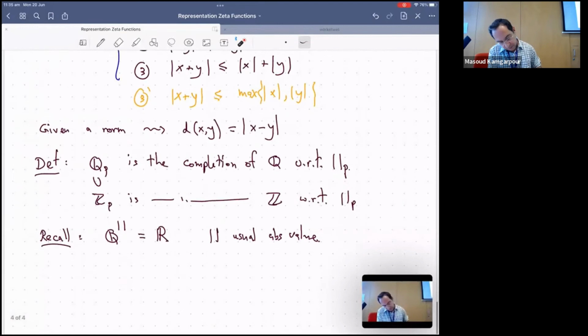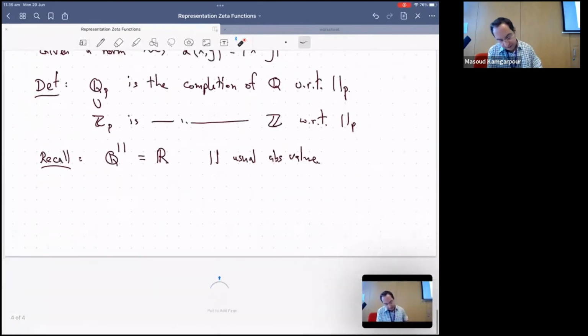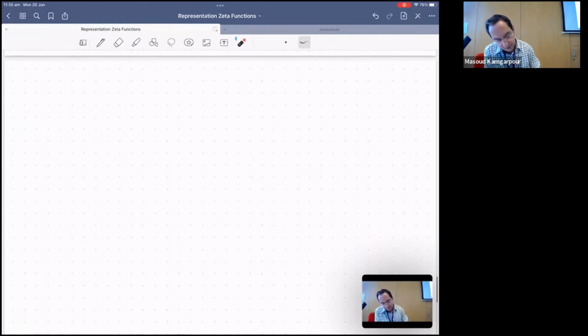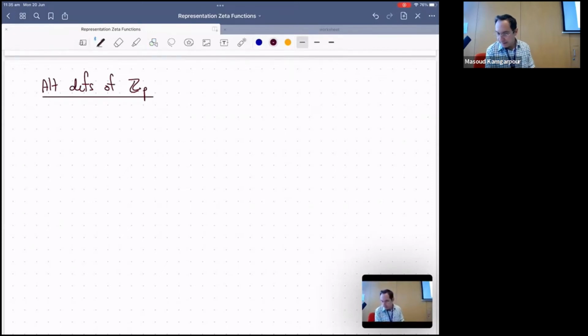So what are the other two alternative definitions? Now I want to give alternative definitions of Z_p. The first one is, well, I gave you the first one. This is the completion. The second one is the following. Let's call it 2.